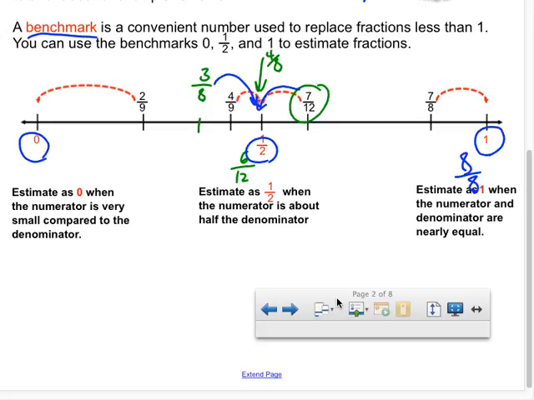Yep. The arrows are the benchmarks? Yeah, they're saying, hey, we're going to assign 2/9 to 0 because 2 is really small compared to 9. These are the ones they assign to half. And then 7/8 we assign to 1 because 7 is really close to 8. Okay, are we good?